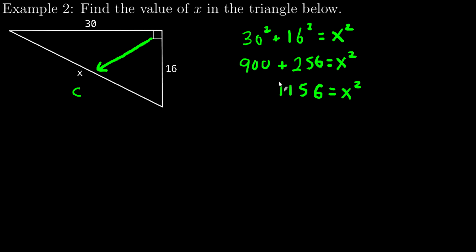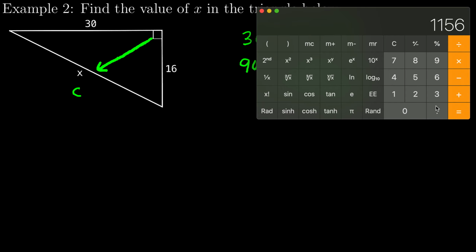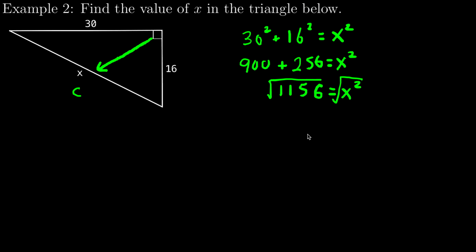And then, to solve this, take the square root of both sides. The square root of 1156, so I have a square root button here. If you're using a cell phone calculator, many times you can switch the mode into scientific calculator, and then you see sine, cosine, tangent, some really useful stuff. And you might need to turn it sideways. You might have to unlock the screen so it can go sideways. But I'll take the square root, and I get 34.